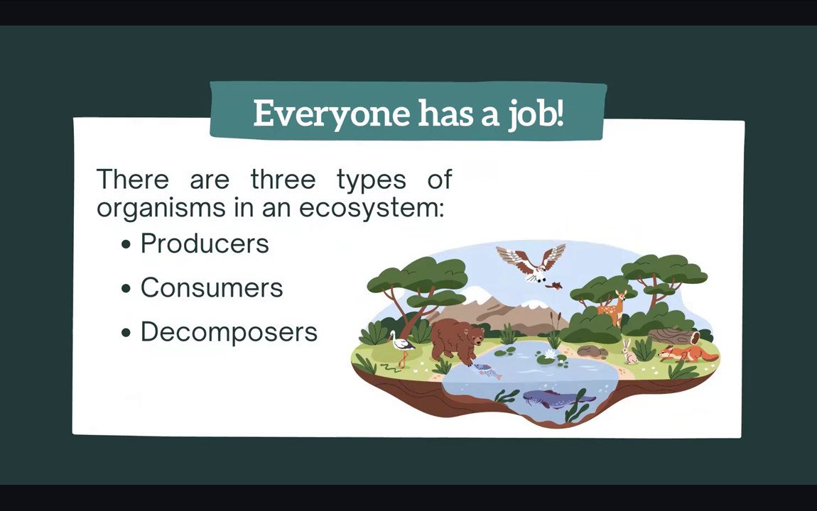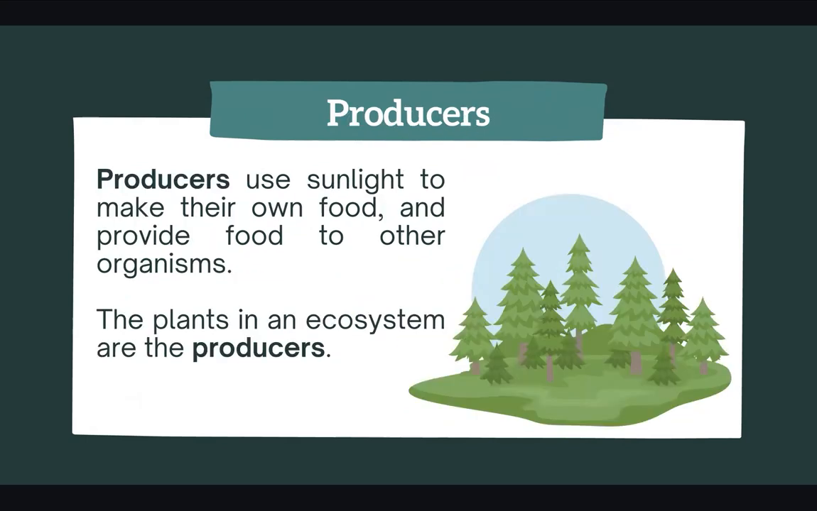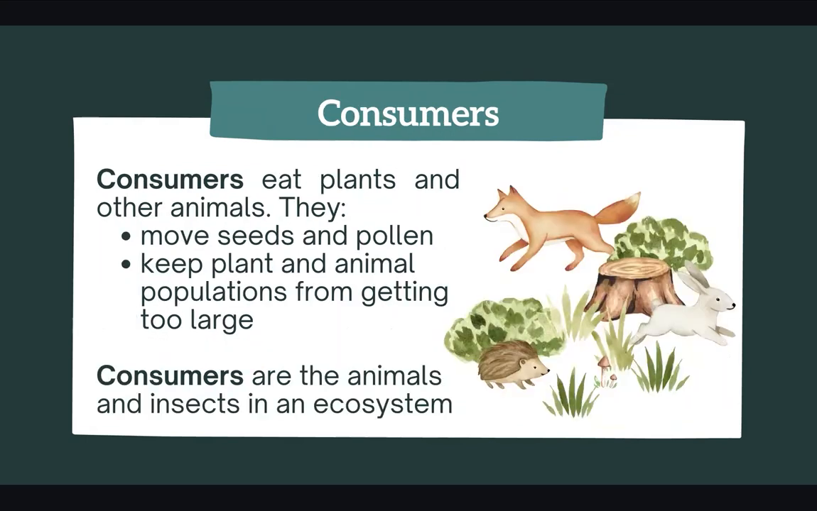There are three types of organisms in an ecosystem: producers, consumers, and decomposers. Producers use sunlight to make their own food and provide food to other organisms. The plants in an ecosystem are the producers. Consumers eat plants and other animals. They move seeds and pollen from place to place, and they keep plant and animal populations from getting too large. Consumers are the animals and insects in an ecosystem.